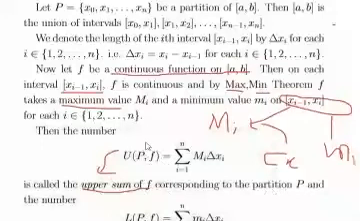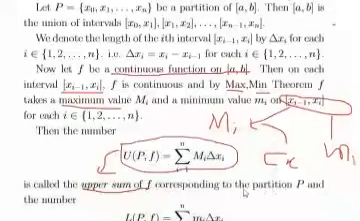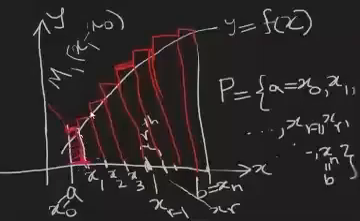So this is the definition. This is the upper sum of f corresponding to the partition P. That means the sum of these areas. It is clear that the sum of these areas is bigger than the integral, the area under this curve.